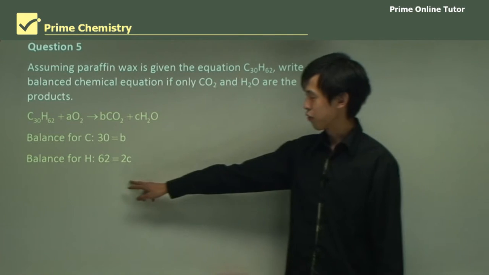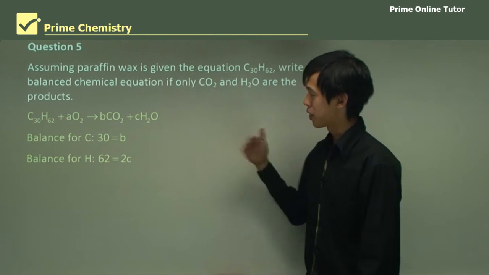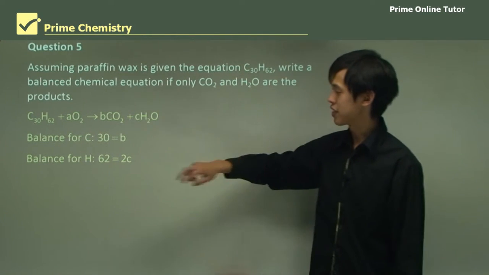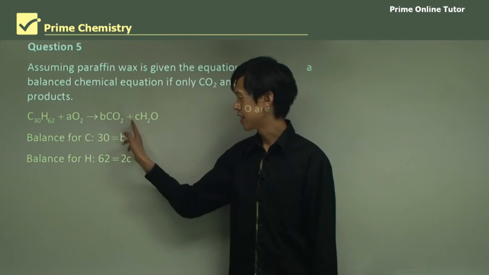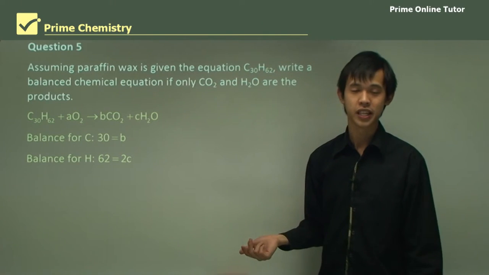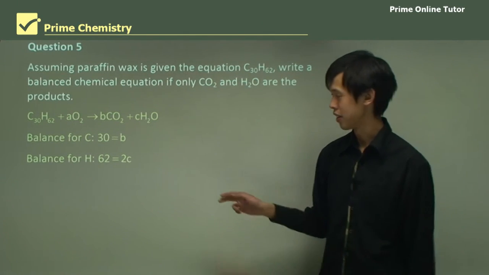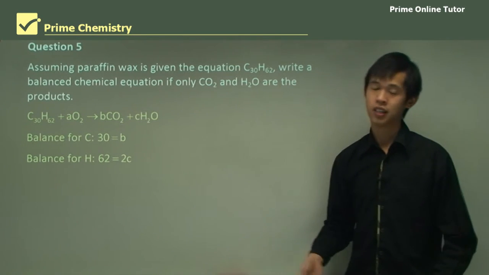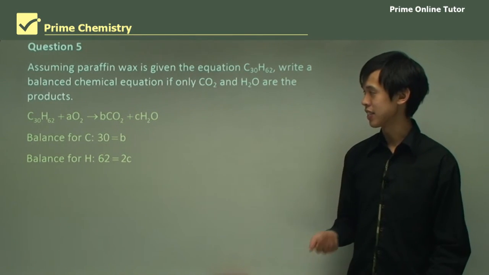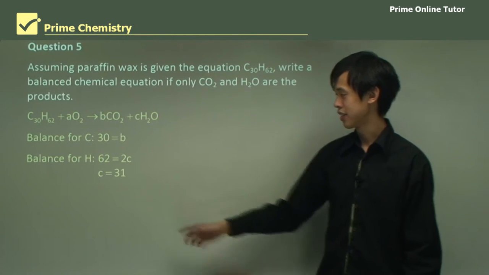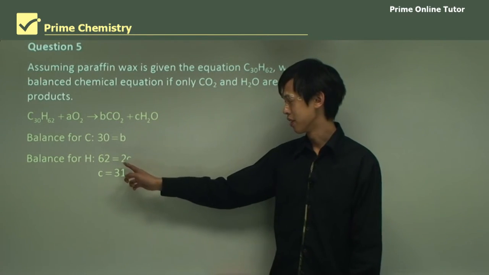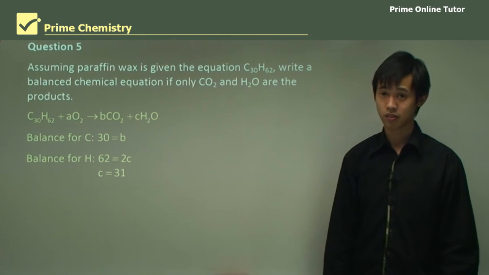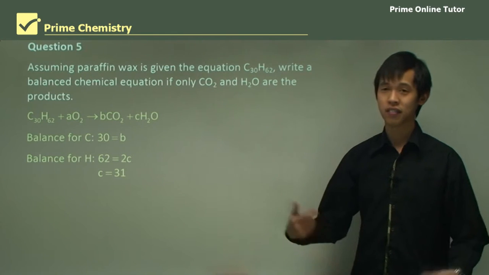Now, for balancing of hydrogen, because remembering that we want to balance now hydrogen because it appears once and once. So we have 62 on the left-hand side and C times 2 on the right-hand side, or 2C. And they have to be equal to one another. So 62 equals 2C. And for the math-minded people, you should easily see what the next number should be. C is 31. Okay? So 62 divided by 2 is 31. Okay? That's clear.